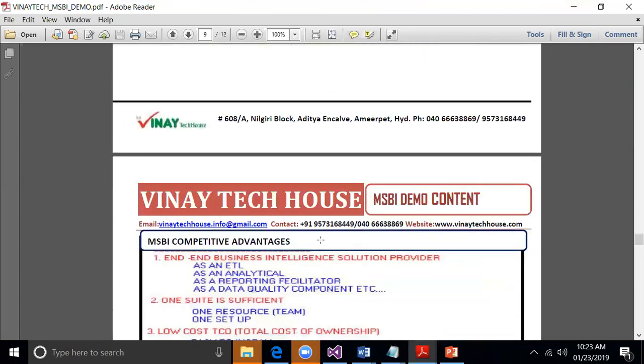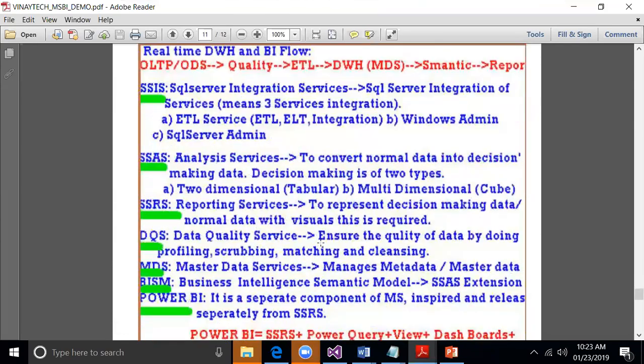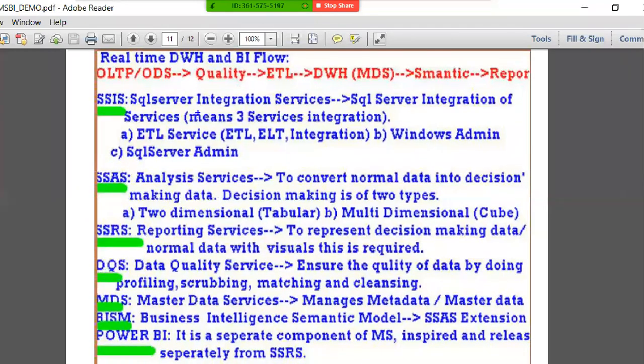Now, come to this. This is the one I explained, correct? Now, SSIS. What is SSIS? SSIS stands for Integration Services. And here we have 3 services integration. How many services integration? 3 services. Many people feel SSIS is an ETL tool. It's not an ETL tool. It is an integration tool.